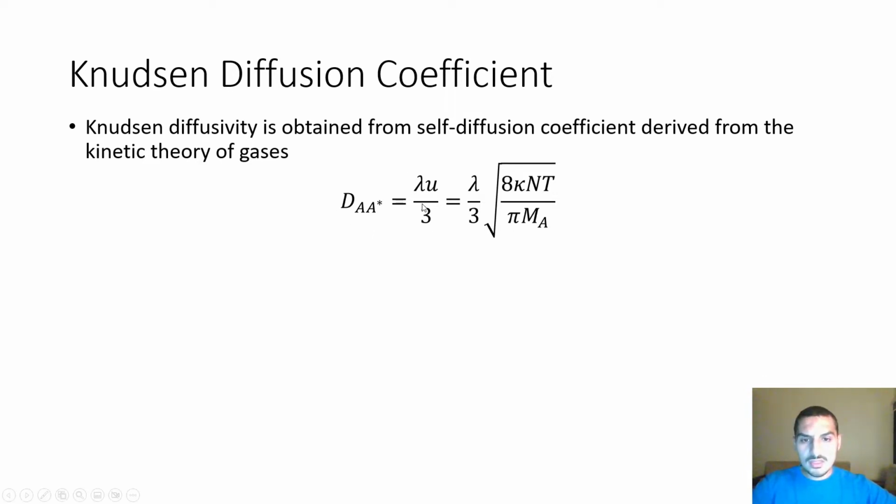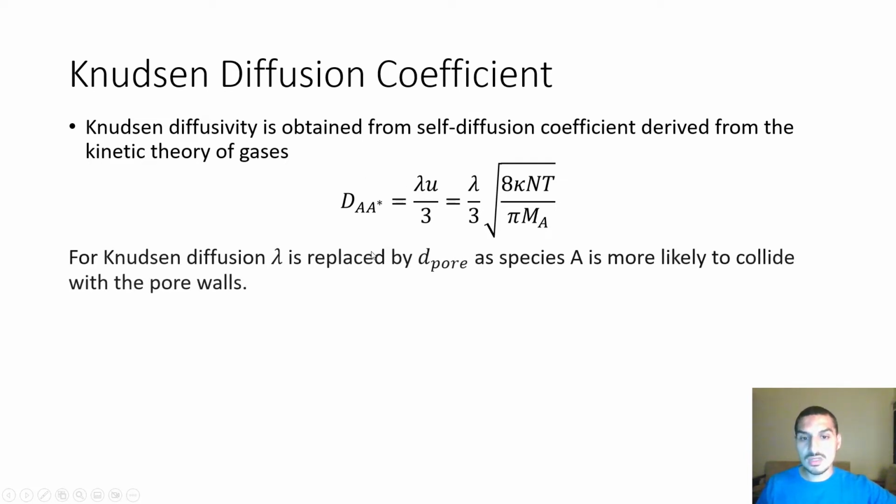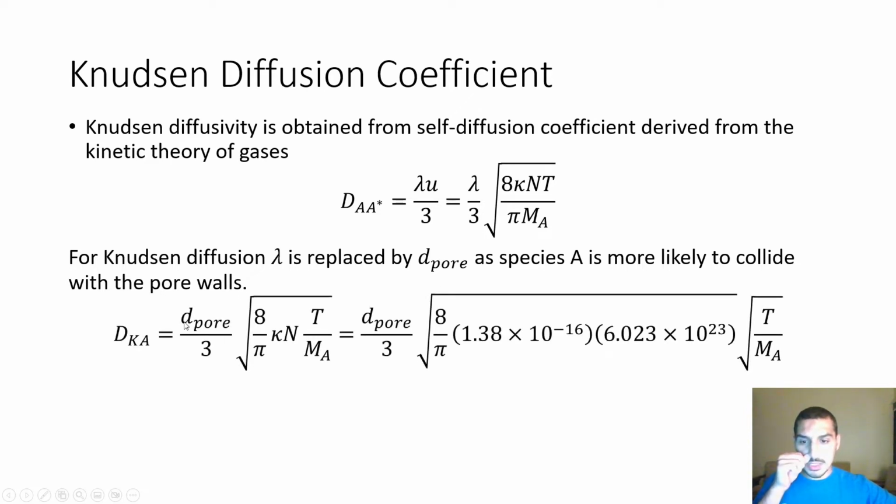And we had an expression for lambda and an expression for u, and u is this square root. But in this case, lambda is the mean free path of the gas molecule. Since we are discussing a pure Knudsen diffusion, the free path is going to be the diameter of the pore. So we are going to replace lambda by the pore diameter, and then the equation will look like this.